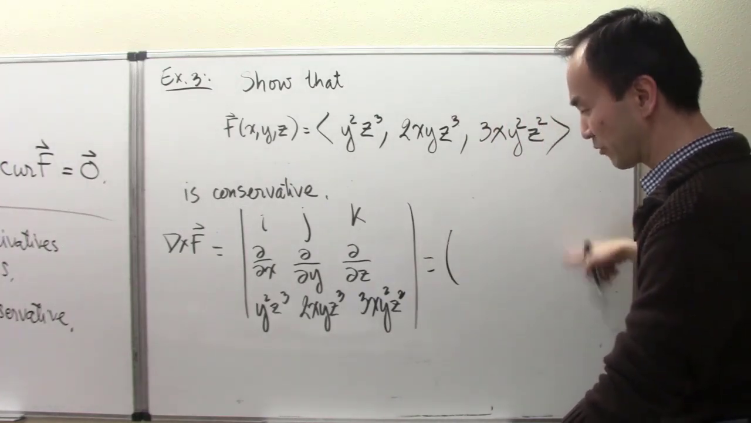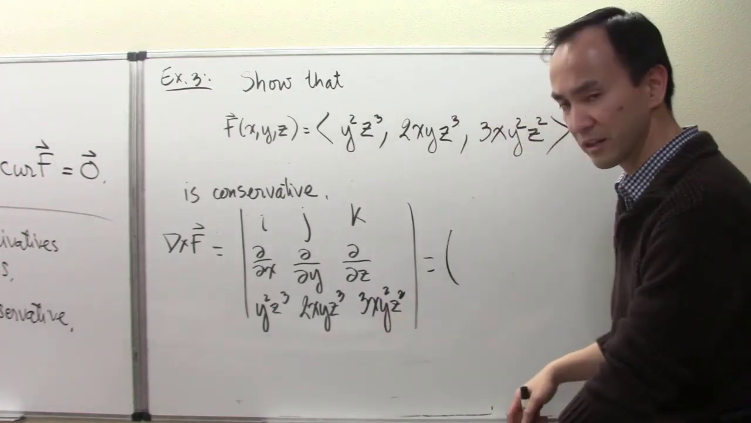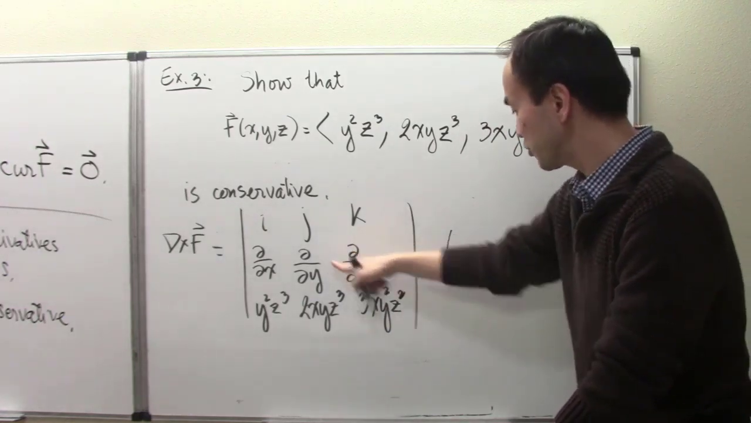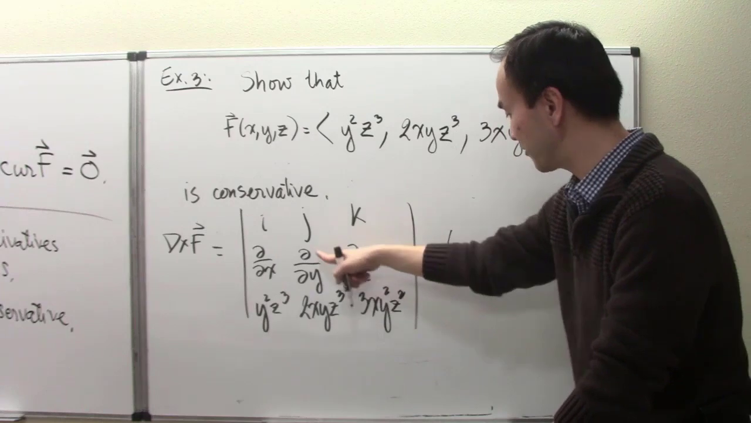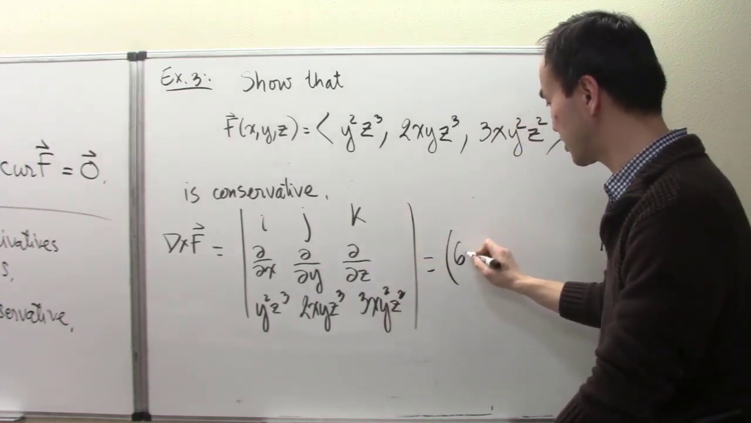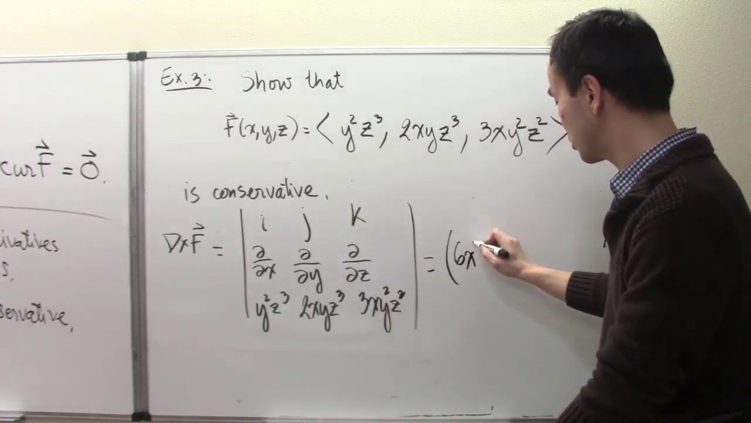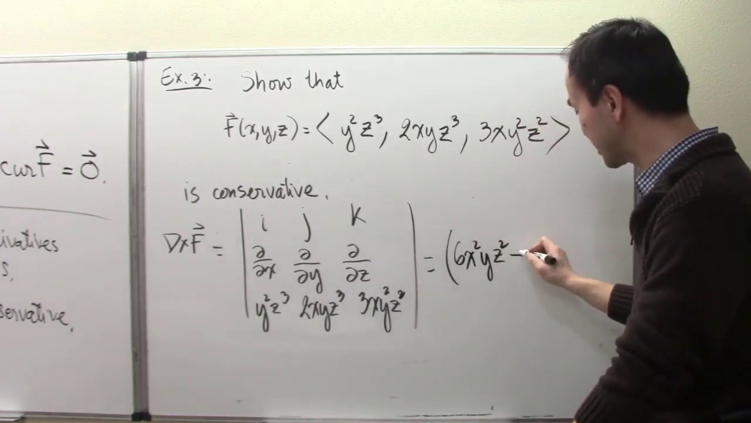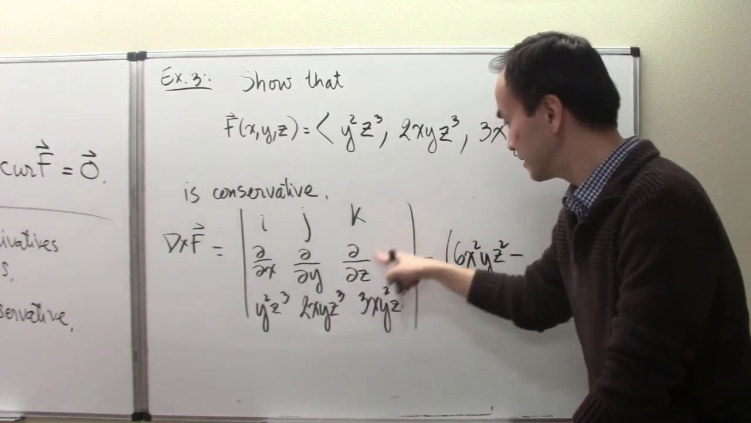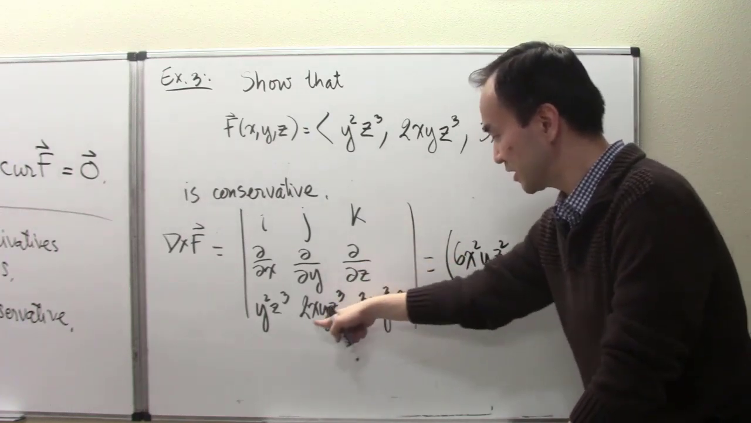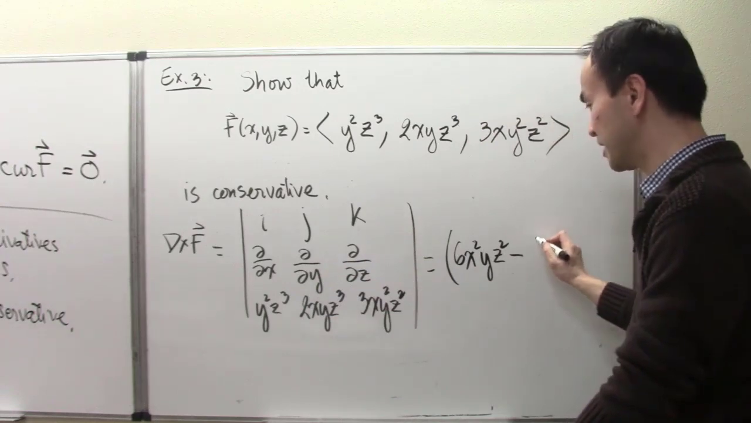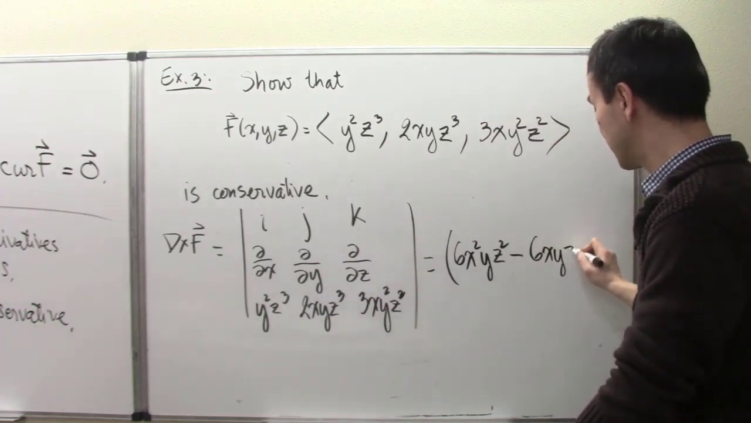for the i component I'm going to write here, and then the j and the k I'm going to have to write in the line below. So now I'm going to find the partial derivative of this with respect to y. So now it's going to give me 6xyz squared. Okay, and then I'm subtracting the partial derivative with respect to z of that function, which gives me 6xyz squared.